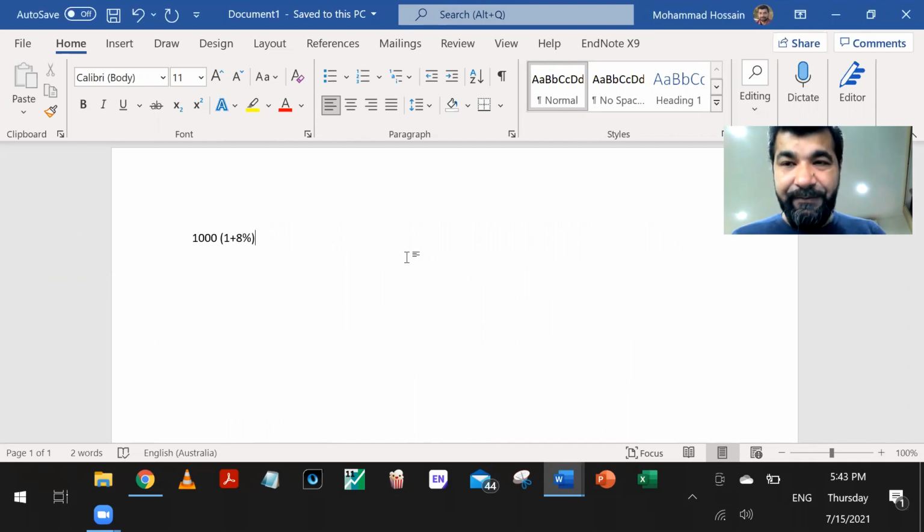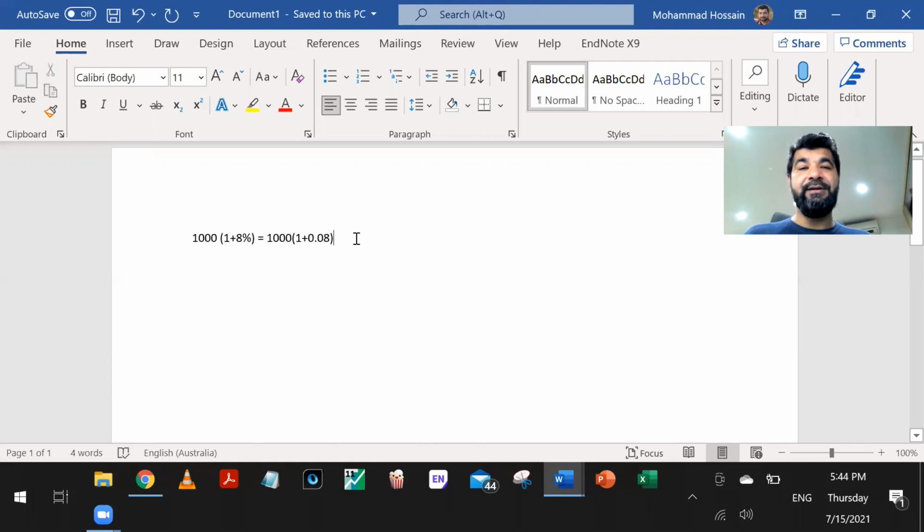So 1 plus 8%, that's what they mean. So what does it give you? That's a very interesting thing to look at. It is equal to 1,000 multiplied by 1 plus 8%, which means 1 plus 0.08. If you remember, last week I said when you calculate the interest rate, it will have to come in decimal points. Even if we said 8% here, I converted it into 0.08.